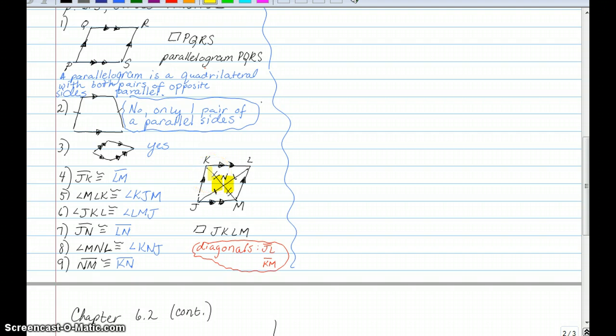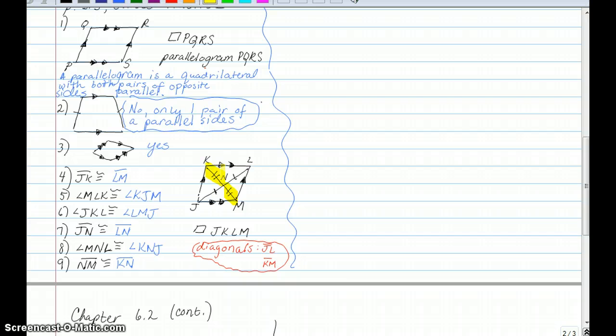And then finally, number 9 is segment NM, which is right here. And this whole segment, KM, is being bisected by JL. The diagonal is bisecting. And so that means that NM is congruent to KN, segment KN or segment NK.